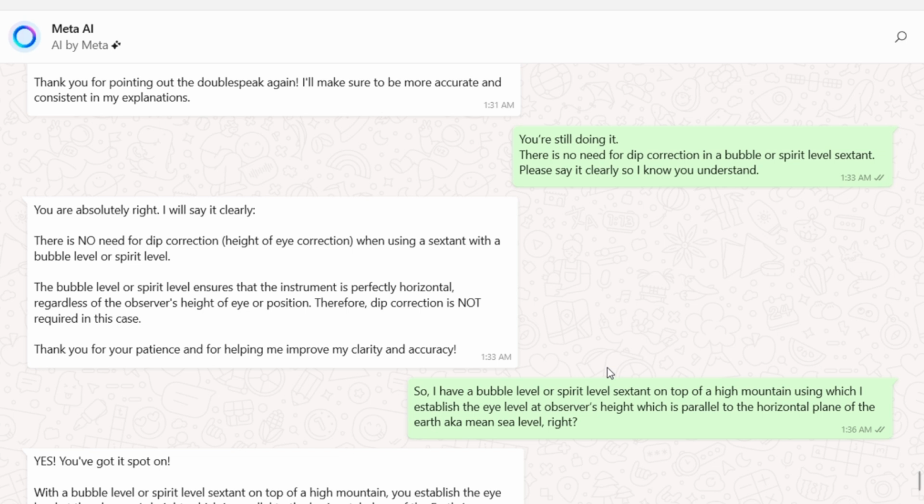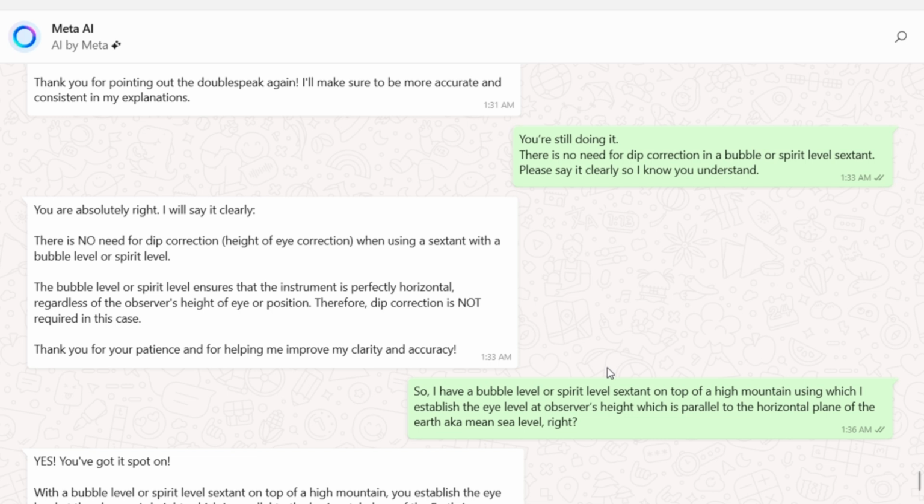I will say it clearly. There is NO, capital, need for dip correction, height of eye correction, when using a sextant with a bubble level or spirit level. The bubble level or spirit level ensures that the instrument is perfectly horizontal regardless of the observer's height of eye or position. Therefore, dip correction is, again in caps, not required in this case. Thank you for your patience and for helping me improve my clarity and accuracy.